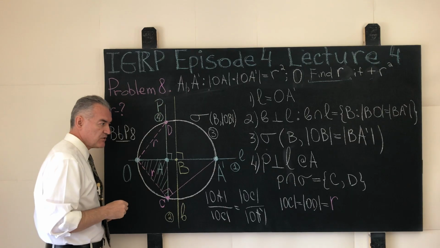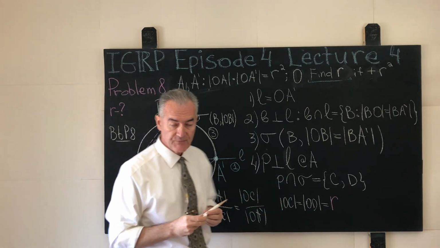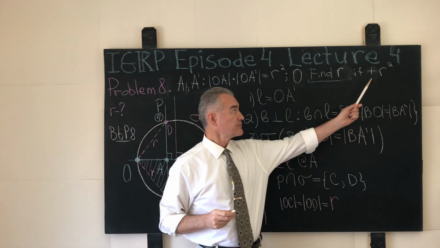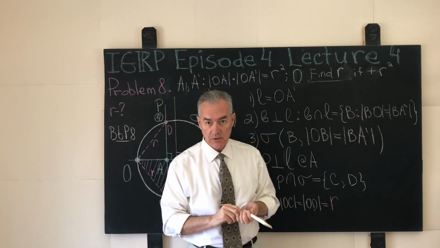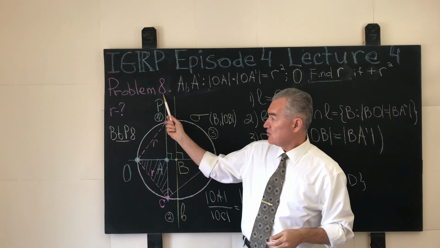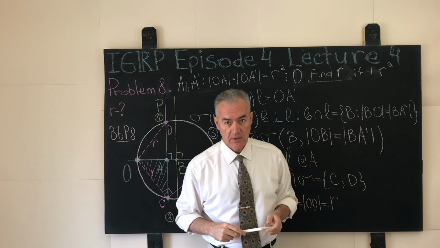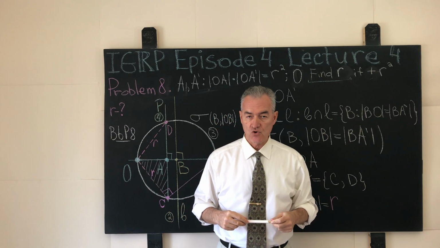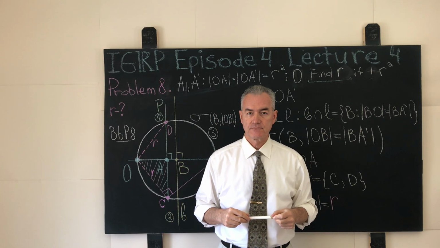And now that we understand how things work when the power of inversion is positive, in the next problem, problem number 9, we will solve the similar problem, but by assuming that the power of inversion is negative.